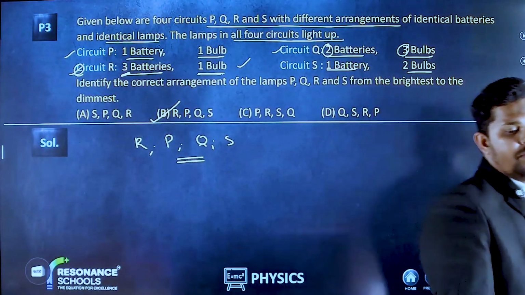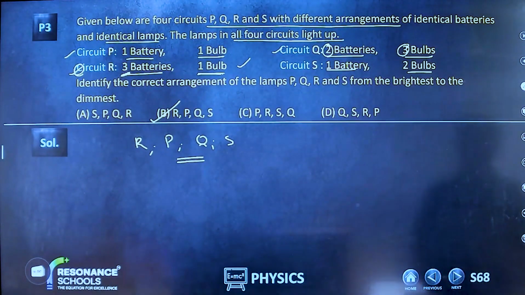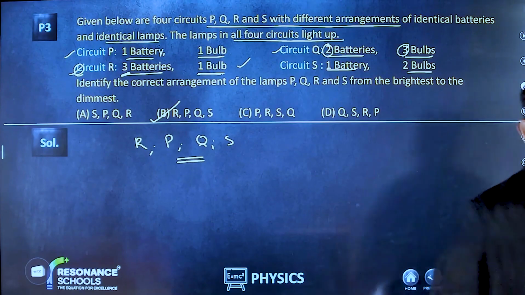I hope everyone got this part. Any doubt in this question? Let me know. Very good, everyone gave the answer for it. That's great. So the portion for the examination, I'm telling you.